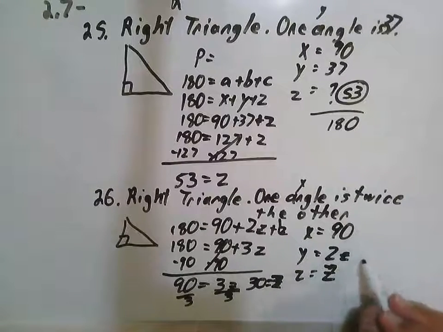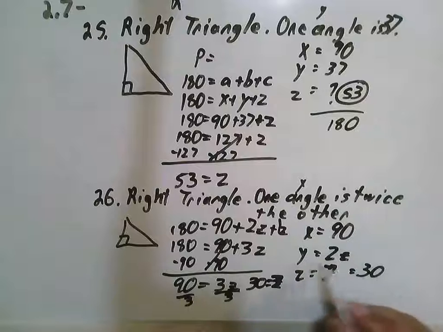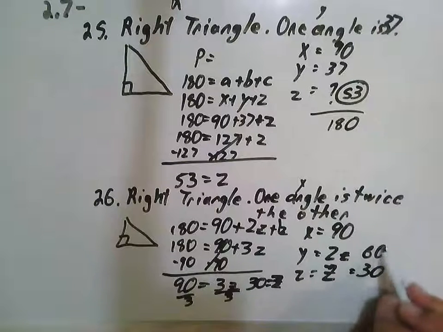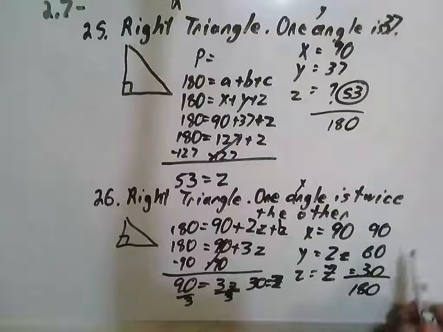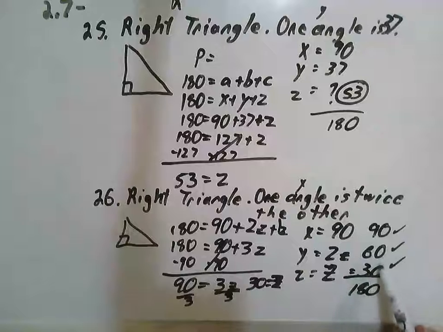So once again, I'm going to just substitute that in, and I know that y is 2 times that much, which is 60. Once again, if I add all those up together, it's going to give me 180 degrees. So one of them is 90, one of them is 60, and one of them is 30. And notice 60 is just twice as much as 30, and that's how you solve that one.